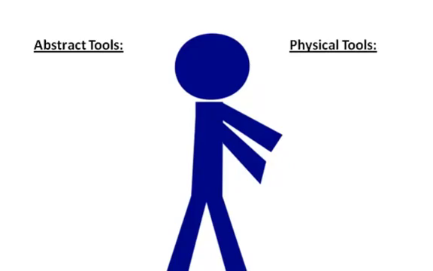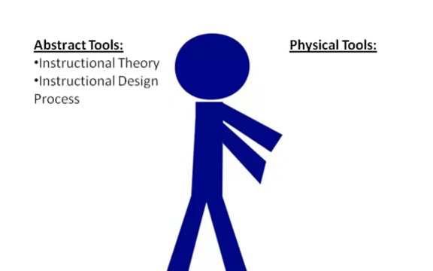So first, abstract tools. There are two main types of abstract tools that an instructional designer will use in his work. The first is instructional theory, and the next is instructional design process. Instructional theory is a compilation of a body of knowledge that lets us know what works in instruction. There's a lot of research that's been done over decades. This research can be compiled and distilled down into key principles and key strategies for creating instruction that will actually work and help students learn. And this is called instructional theory.